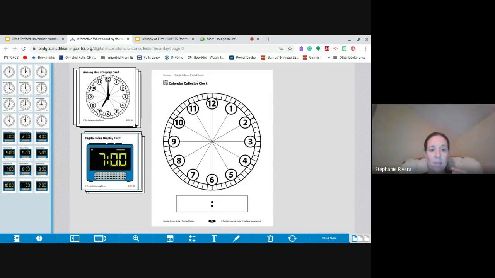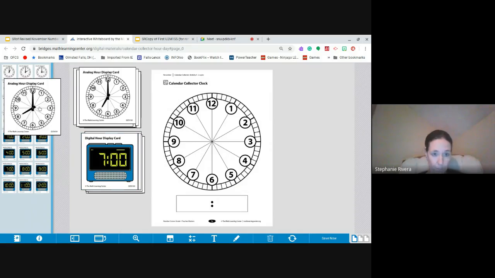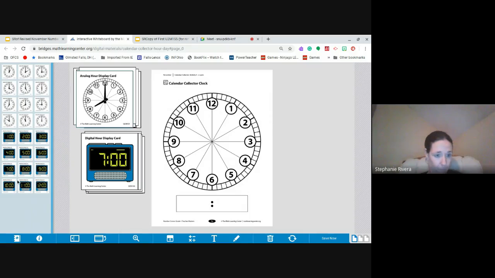Hour hand's on the 7. Long hand's on the 12. So we know it is 7 o'clock. Shorthand, hour hand's on the 8. Long hand's on the 12. We know it is 8 o'clock.